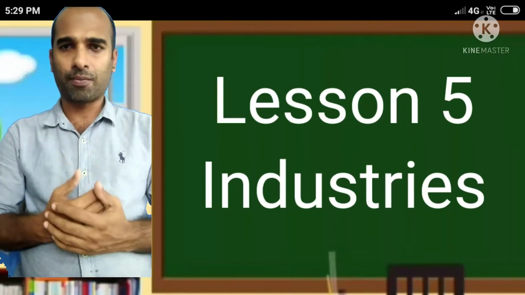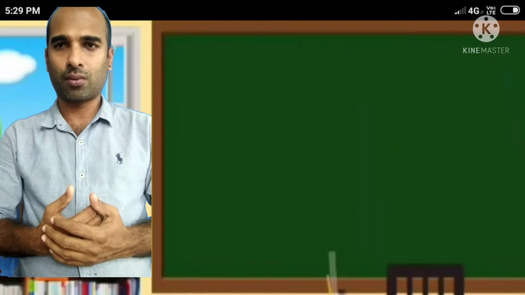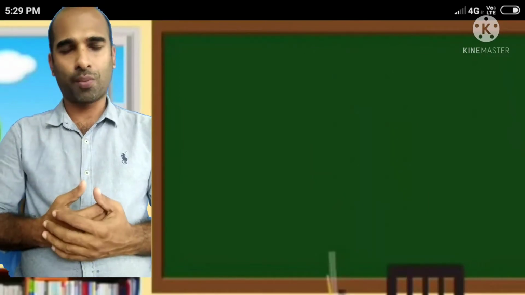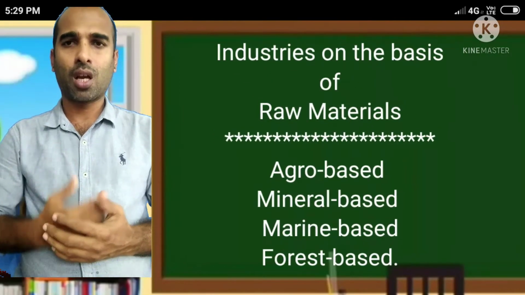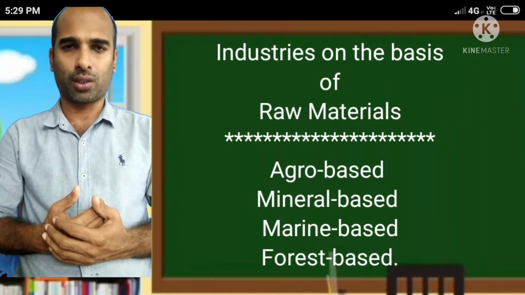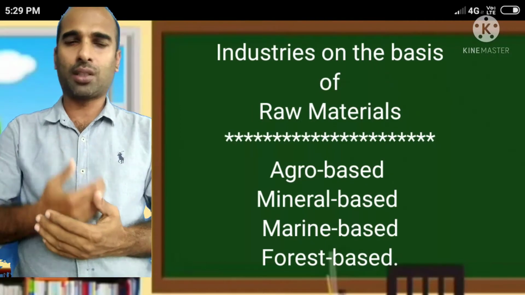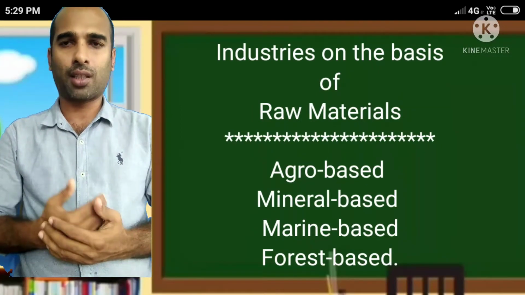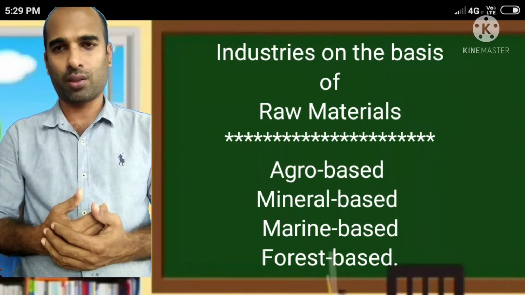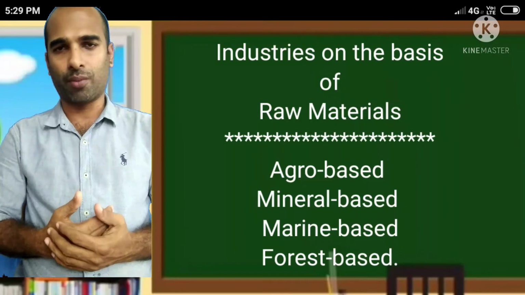Let us classify the industries on the basis of raw materials. First, agro-based industries, mineral-based industries, then the marine-based industries, and finally the forest-based industries. Let's learn each of them.